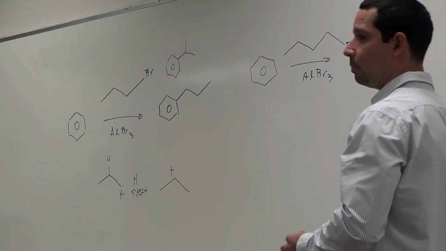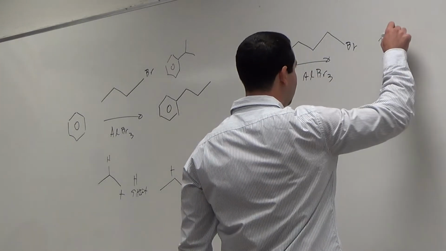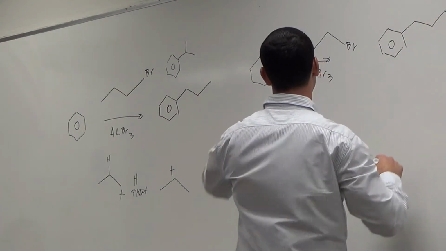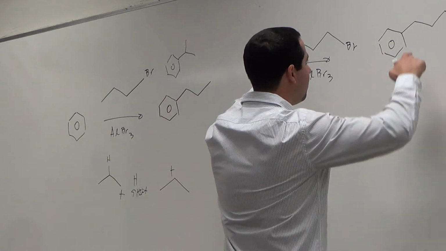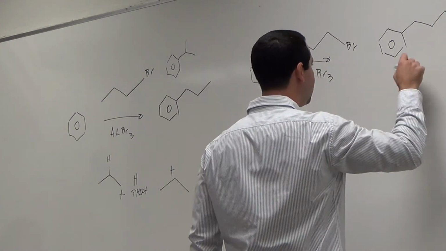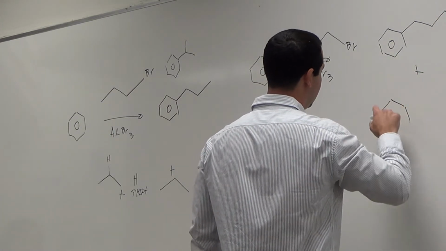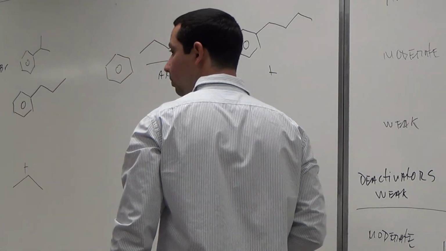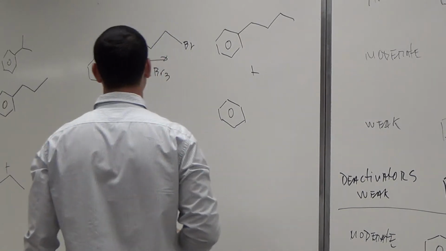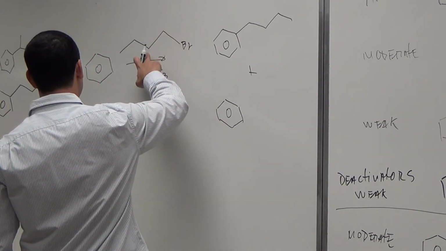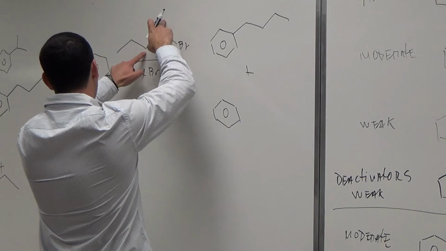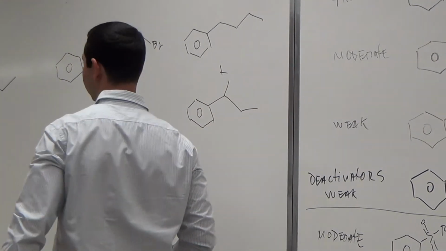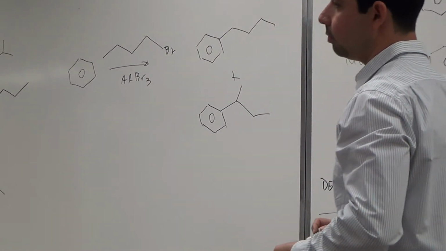So what is it going to be? One, two, three, four carbons. And it is also going to have the rearrangement, and the rearrangement will be to a secondary. Okay, so this was primary. This will be secondary. It will have a carbon to one side and two carbons to the other side.